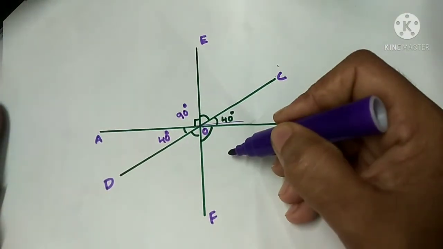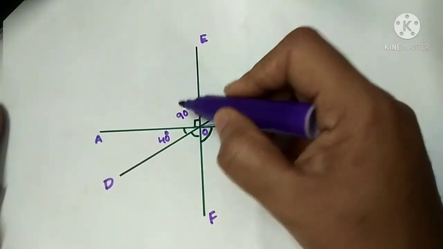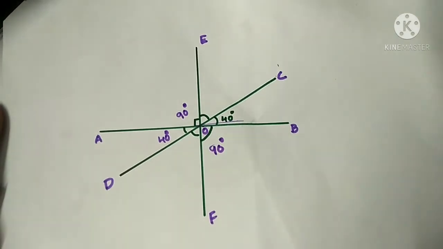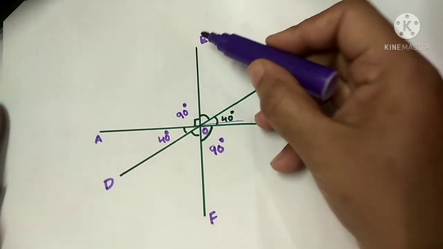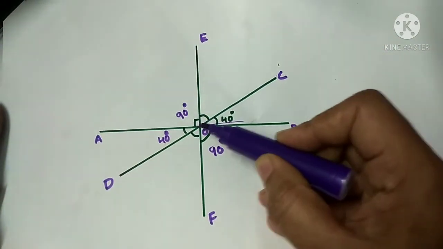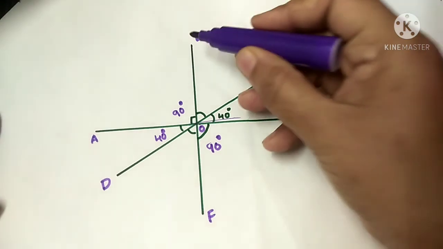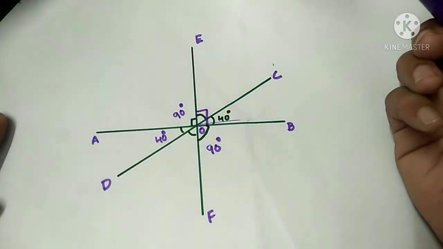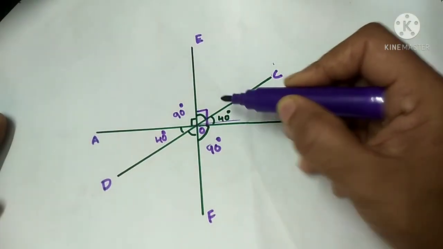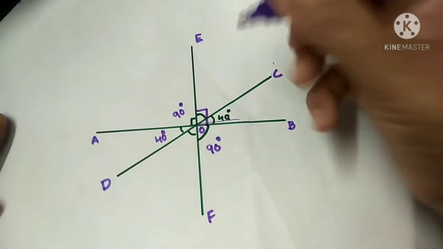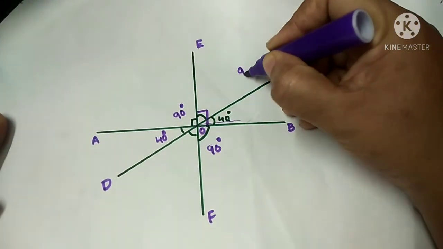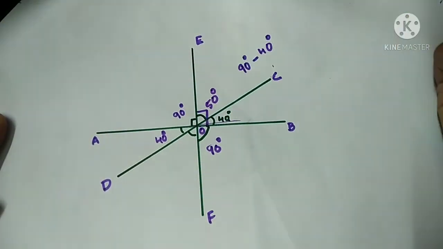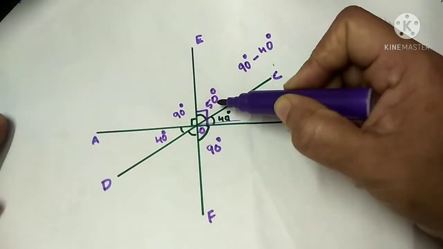So the opposite angle is equal. Angle AOE is 90 degrees. So we can say angle FOB is also 90 degrees. Now coming to this angle EOC, this much is 90 degrees. So we can find this angle by subtracting 40 degrees from 90 degrees. So angle EOC is 90 degrees minus 40 degrees, that is equal to 50 degrees. So we get angle EOC as 50 degrees.